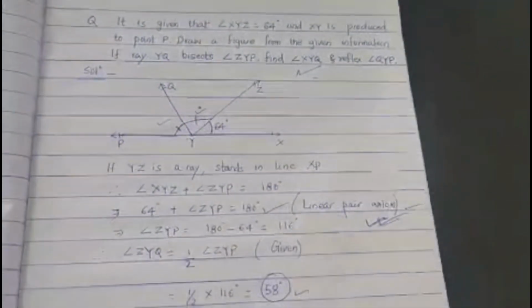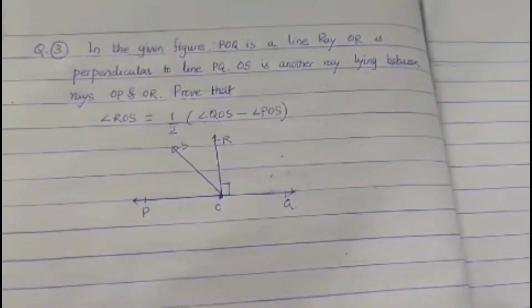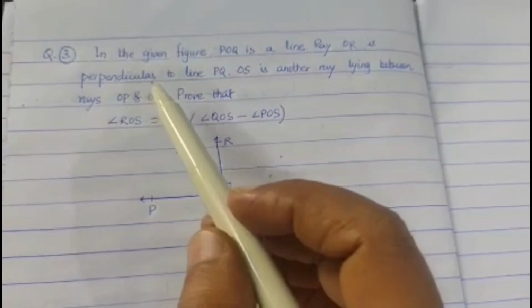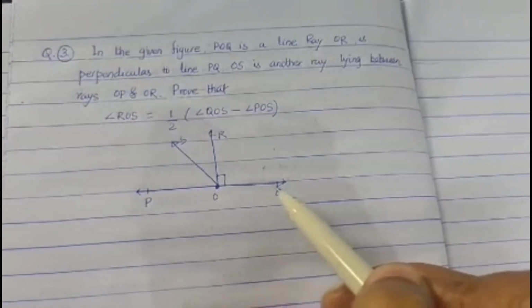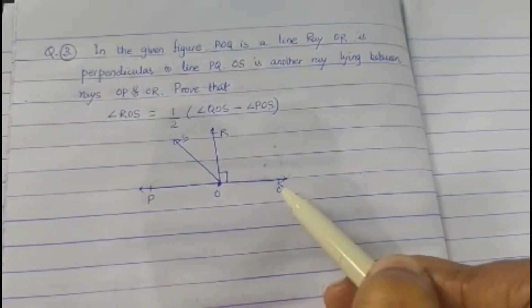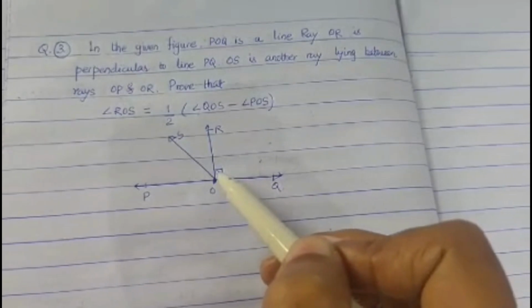So let's move on. Let's see one more question and then we will conclude. So friends, let's solve this question. The question is like this: in the given figure, POQ is a line. Ray OR is perpendicular to line PQ. So this will be 90 degree.